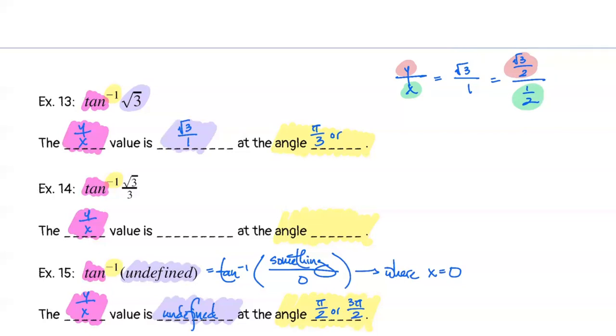But I argue that there's another angle where we could reduce to a positive root 3 over 1. Where is that other angle? Well, I'll leave you to fill that out then on your own time. There is a second answer here though.